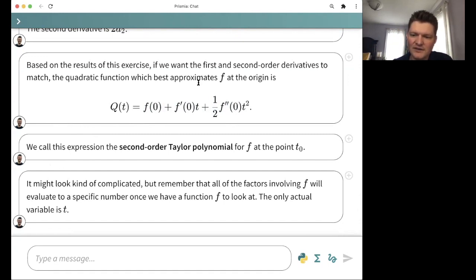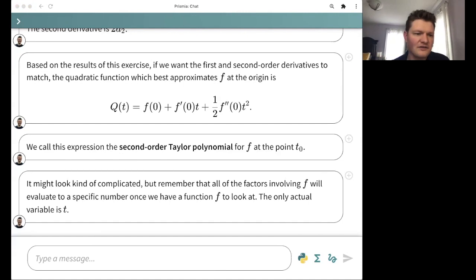But this function f is going to have actual derivatives at the origin. So these are all going to be numbers. So we're going to have number plus number times t plus number times t squared. That's just a plain polynomial. So it's no big deal from a computational point of view. You can do whatever you need to with it.